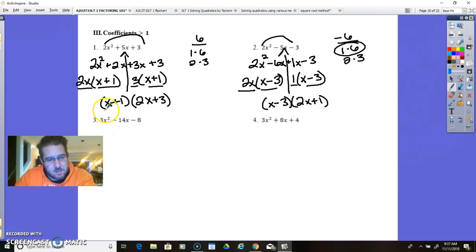Now for the next question, this one's going to be prime. 3 times negative 8 is negative 24. Now there's a lot of factors of 24. But none of these factors are going to add up to negative 14.